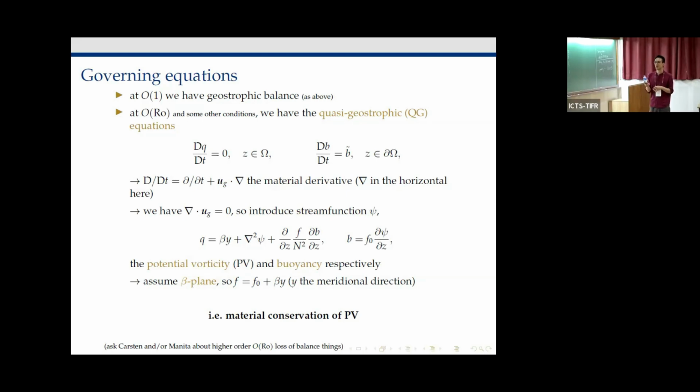So I'm going to stick to order Rossby. I'm not going to talk about going to higher order. So Manita is going to talk about some of that. You can ask Carsten about it as well. So I'm just going to stick with QG because it's much easier to talk about.